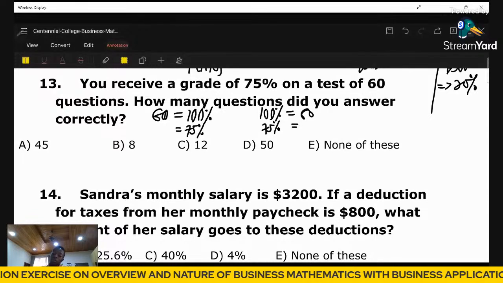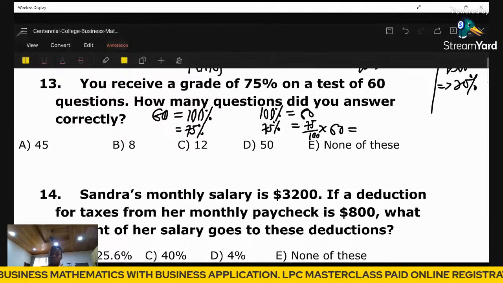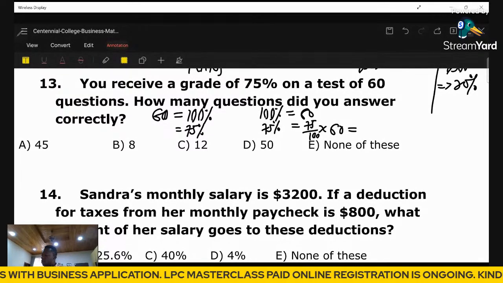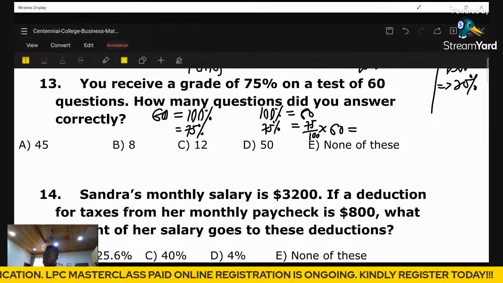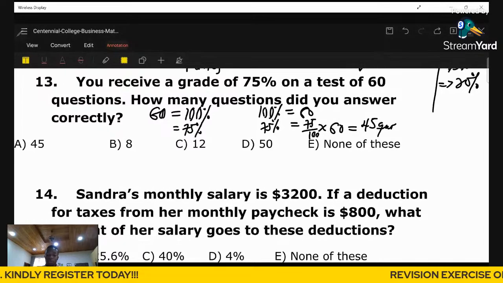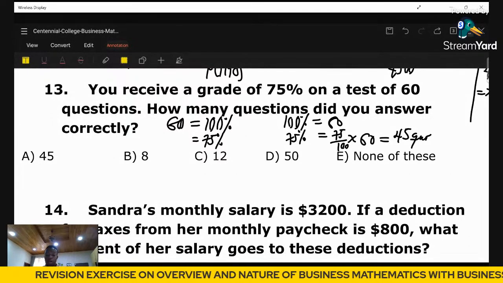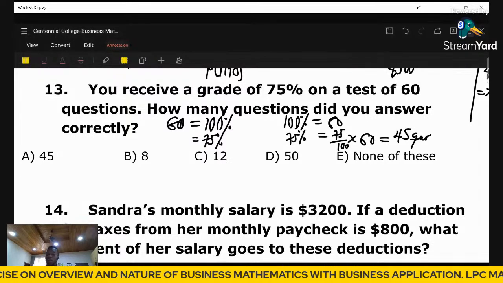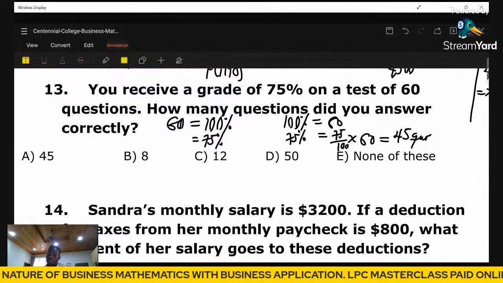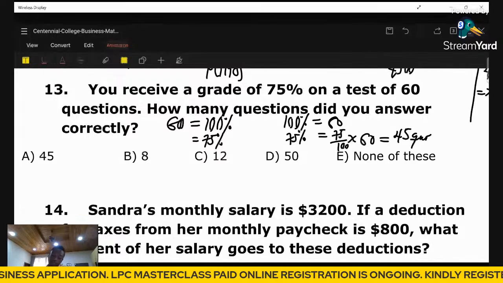So straight out, it becomes 75 out of 100, multiplied by 60. With the help of a calculator, you should get a total of 45 questions. So you answered 45 questions correctly. That means you answered 15 questions wrongly. That is the whole thing we want you to understand.